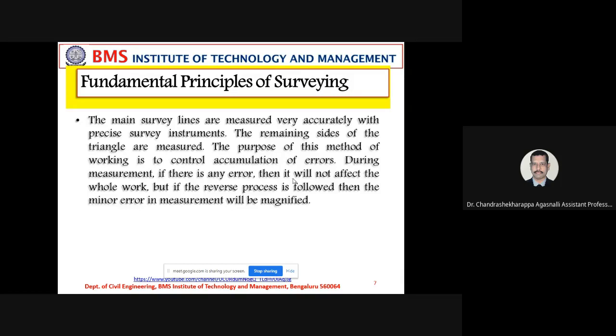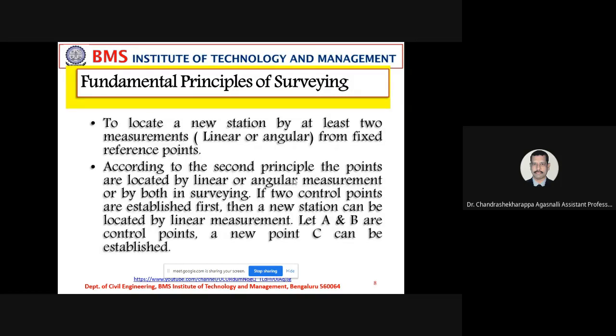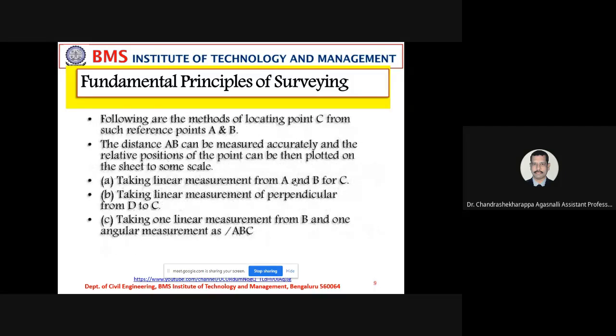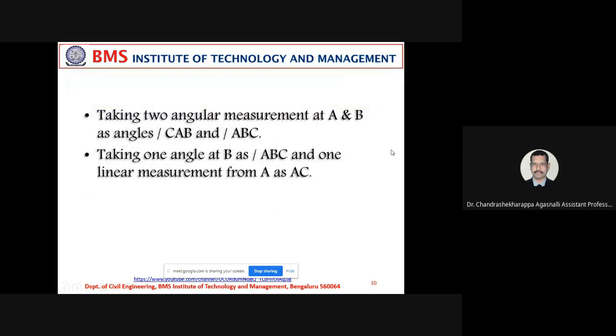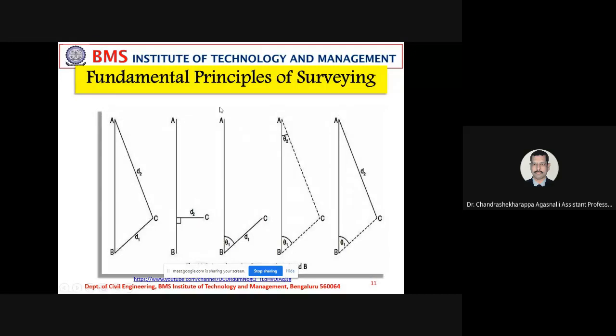Okay, and that is a thing. And these are linear angulars, which we all discussed there. Taking it to angular measurements, A and B as angles, that's called the angle CAB or ABC. Those things are angular measurements.